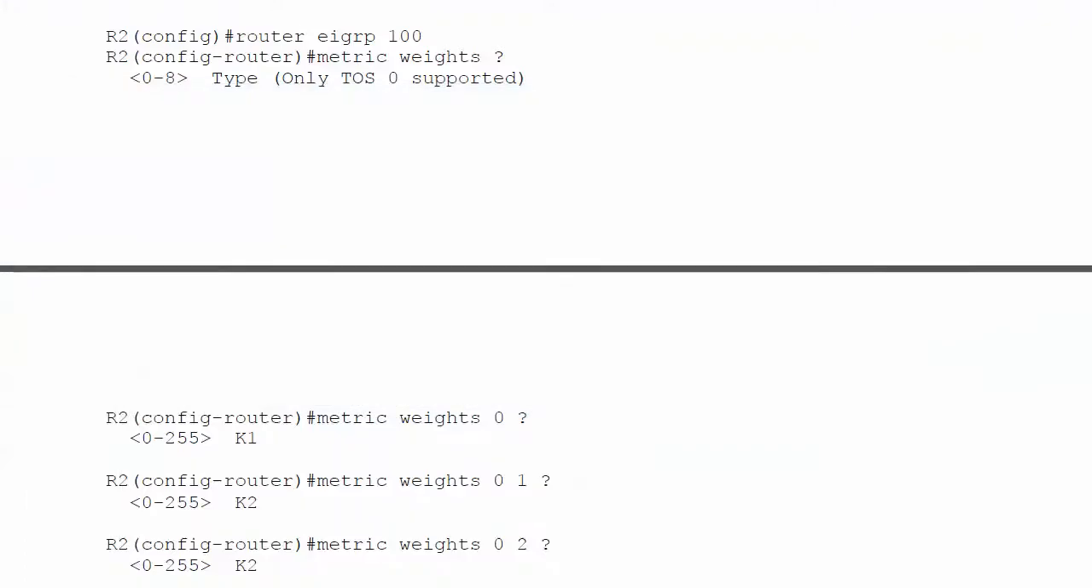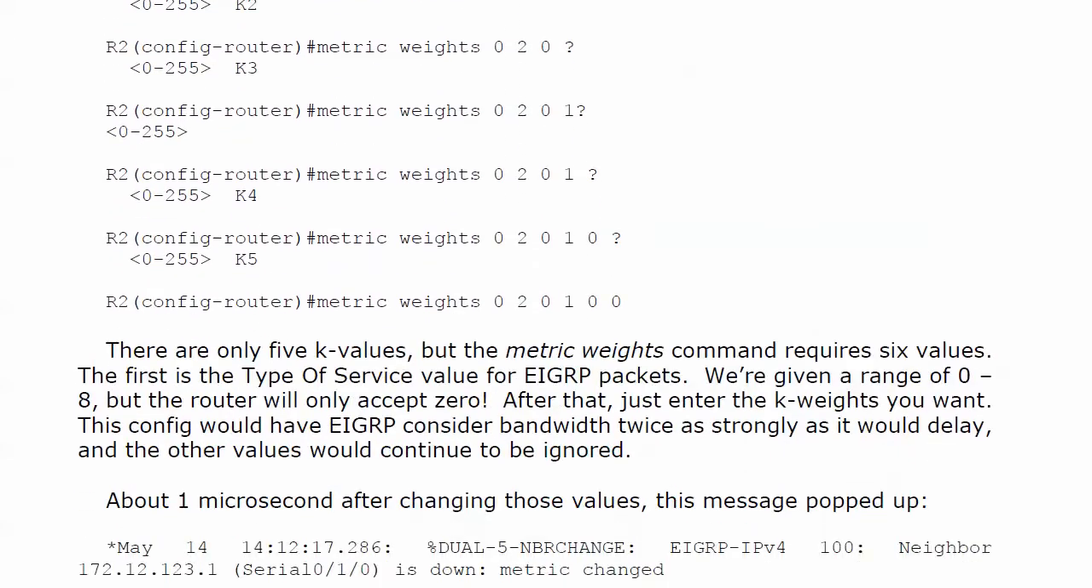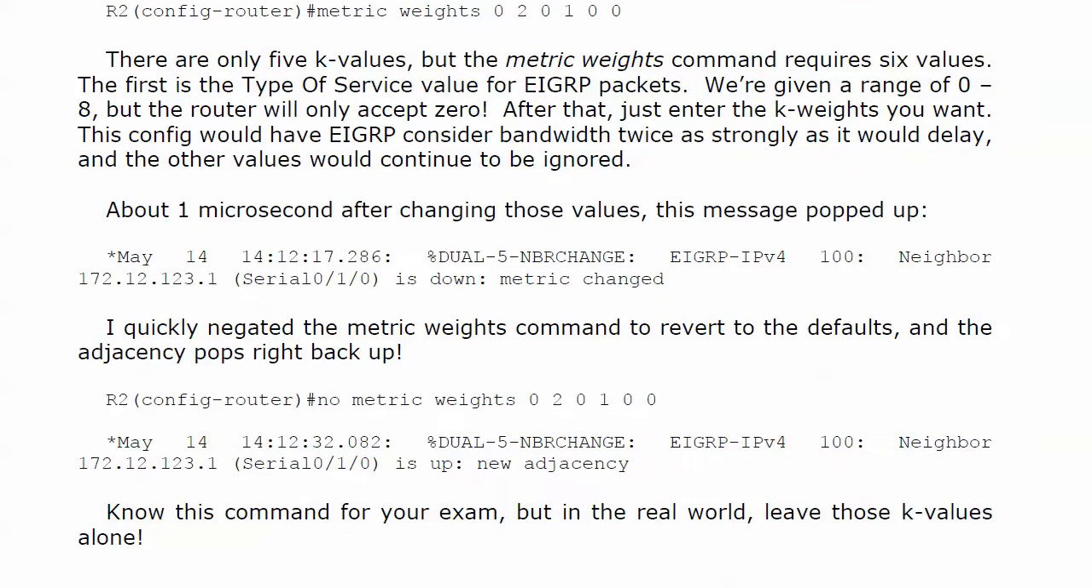It's a good idea, for your exam and for the real world, to know why we use them and what the purpose of them is. I would certainly know the order of them, because you can see the IOS isn't even going to help us out with that. But again, it's not something you change on a daily basis. Here on the board, I show you one of the many messages that we received when that happened. I did this one on router 2, but either way, we were going to get messages saying we've got a K-weight issue, a mismatch. Know the command for your exam, and in the real world, unless you have an outstanding reason to do so and you've given it a lot of thought, just leave the K values alone.